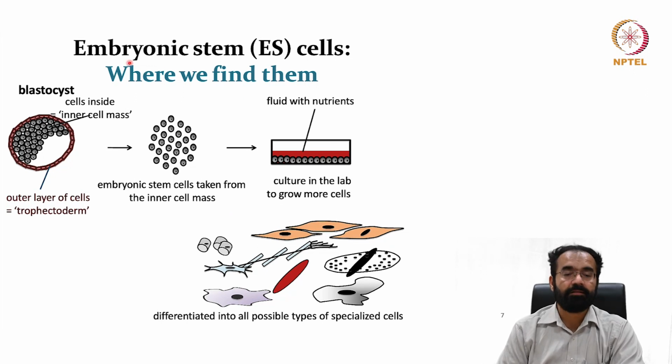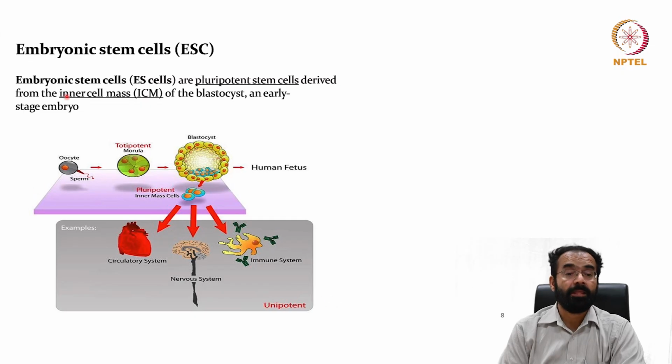Now let us understand a little bit more about embryonic stem cells, where we find them. One, we already know they are the inner cell mass of the blastocyst, and they can be taken and dissociated into individual isolated cells, and they can be taken from the inner cell mass and put onto a feeder layer, which provides nutrition, and they will grow in culture, and you can differentiate them into all possible cell types or specialized cells. And embryonic stem cells are pluripotent in nature, and they are derived from the blastula stage, or they can be made from induced pluripotency, by transfecting Yamanaka factors.